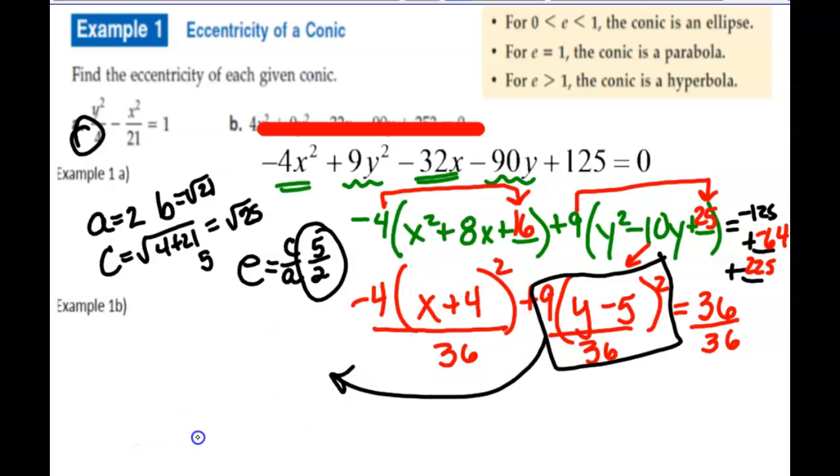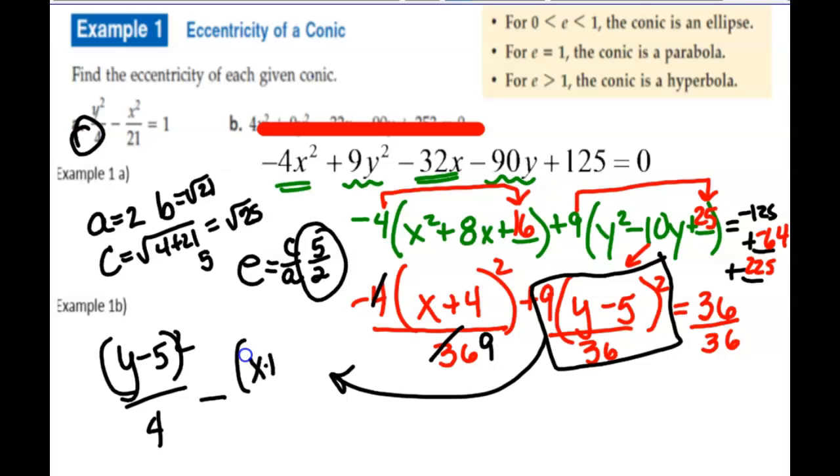So 9 goes into 36 4 times. We'll have y minus 5 squared over 4 minus 4 goes into 36 9 times. So we'll have x plus 4 squared over 9 equals 1.